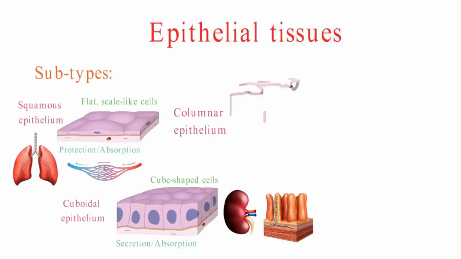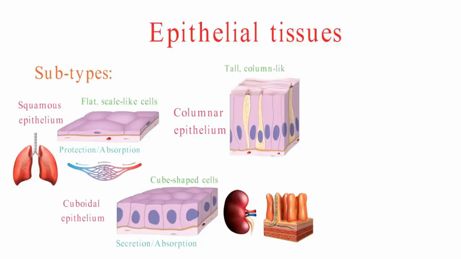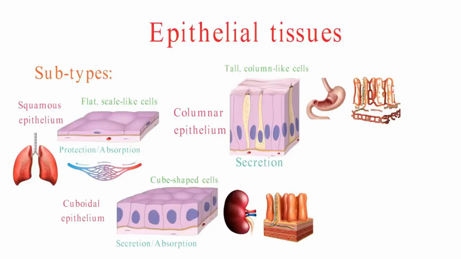Columnar epithelium is made up of tall, column-like cells. It is found in areas where there is a need for secretion, such as the lining of the stomach and the intestines.